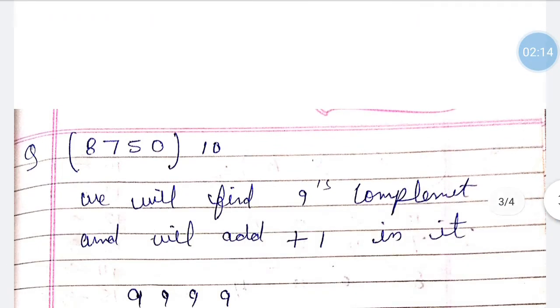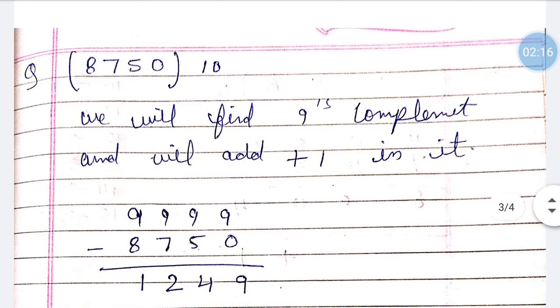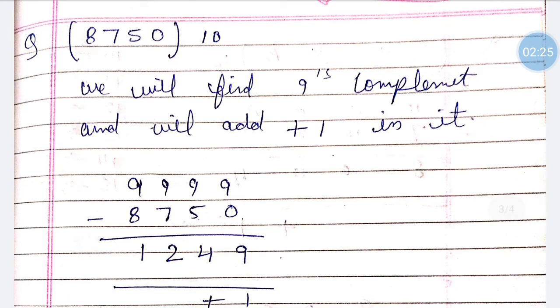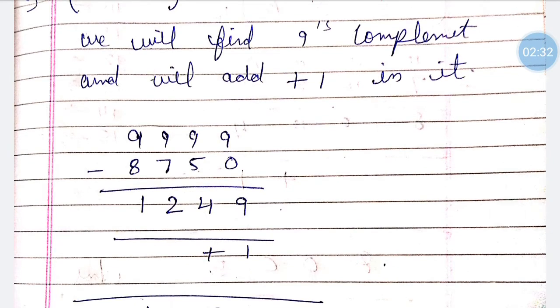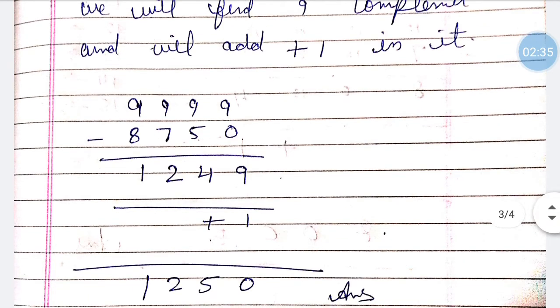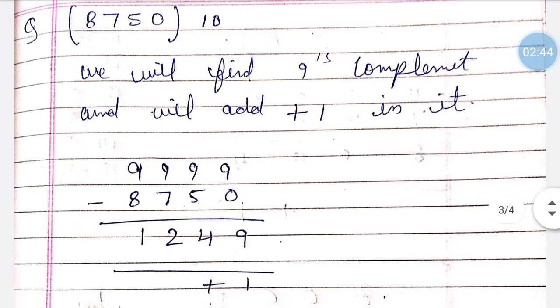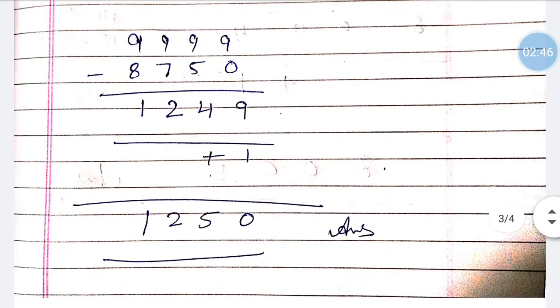Next we have a decimal number, 8750. So we have to find the 10's complement of 8750. We will subtract each digit from 9 to find the 9's complement, and then we will add 1. So we will subtract each digit from 9. After subtracting, the answer will be 1249, and then we will add 1 to find the 10's complement of 8750. So it will be 1250.